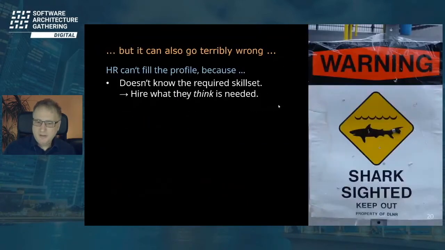But it also can go terribly, terribly wrong. Not only in large companies, but there is a pattern here. What, for instance, can be the case is that the human resource department doesn't understand the profile. They can't put the right people in the right places because they just don't know what is required there.